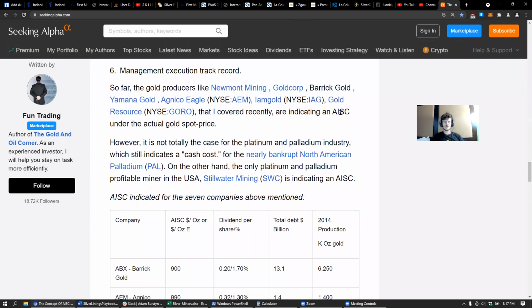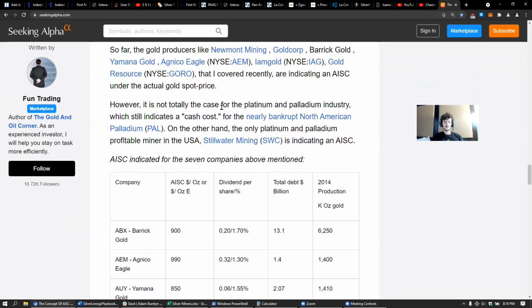So they're indicating an AISC under the actual gold spot price. So they would be making money using this metric versus the gold spot price. So what they're getting paid essentially for the gold price, versus their AISC. We want gold or silver, in our case silver, to be much higher than the AISC. Okay.